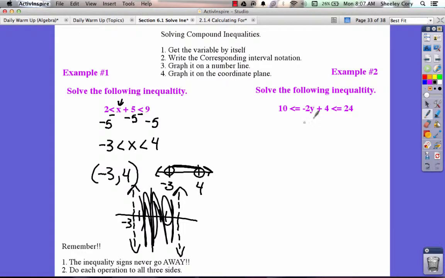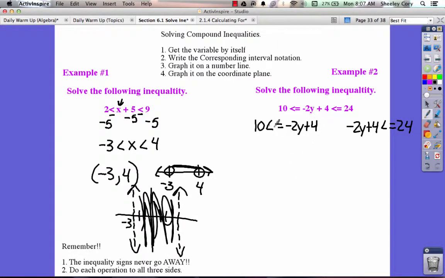Now let's look at this other inequality, and let's look at it in a different way. I'm going to actually split this up to start this problem. You can solve this one just as you did here, but I'm going to split it up to begin with to show you that this is like an AND problem. So we're going to say 10 is less than or equal to negative 2y plus 4, and negative 2y plus 4 is less than or equal to 24. And we're going to solve these separately.